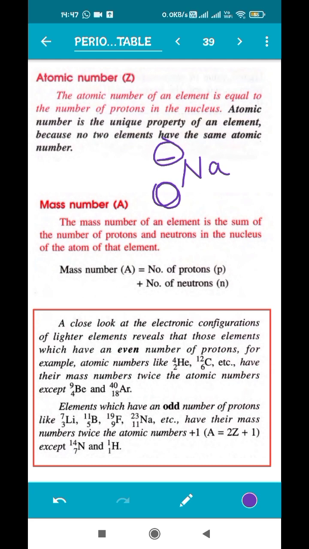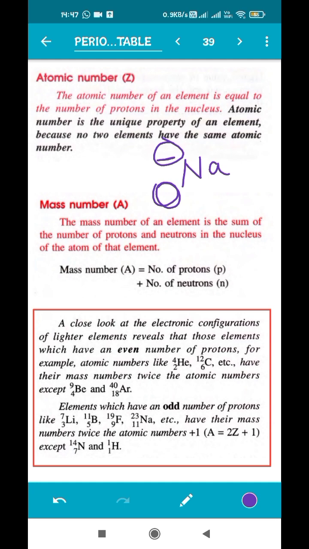It is not fixed for every element, there can be exceptions. As you can see, there are exceptions like beryllium and argon. Beryllium has an atomic number of 4 but its mass number is 9, which is not double. Similarly, argon has an atomic number of 18 but its mass number is not 36, it is rather 40. So there are exceptions obviously.